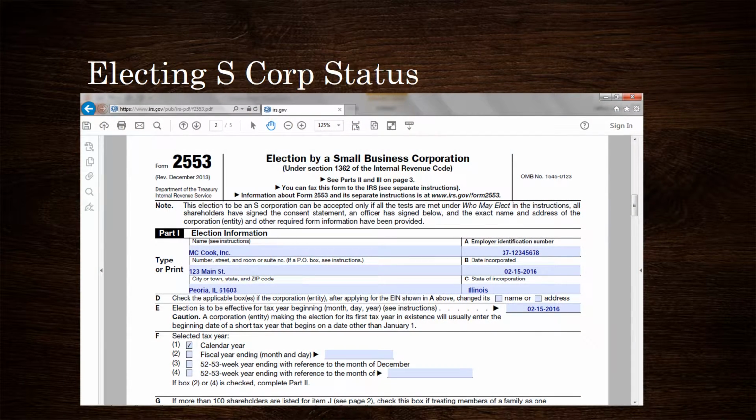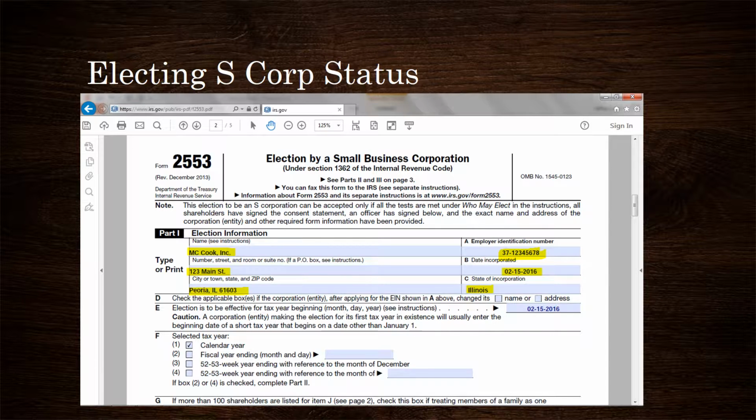Imagine Mike and Cindy Cook incorporate their business on February 15th, 2016, and wish to make an S Corporation election. They would file Form 2553 with the IRS and complete the form as follows. In Part 1, they would write in the name and address of the corporation. In Box A, they would indicate their Employer Identification Number, or EIN. In Box B, they would indicate the date the corporation was incorporated. In Box C, the state of incorporation.